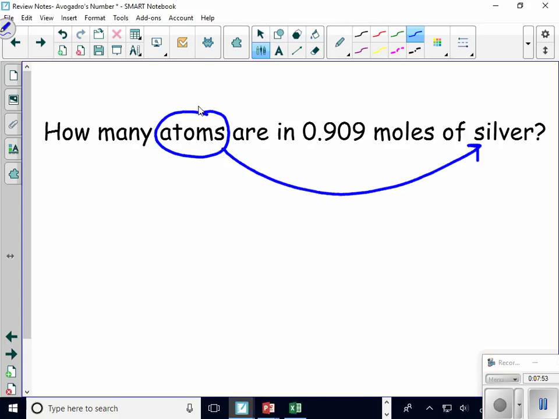Would I label silver as an atom? Yes, I would. Because you're going to see later on that there are two-part problems using Avogadro's number. We'll deal with that later. Right now, we're only doing one-step problems. So I look, atoms, would I label silver as atoms? Yes, I would. So I've got the correct label. I can do a direct conversion.